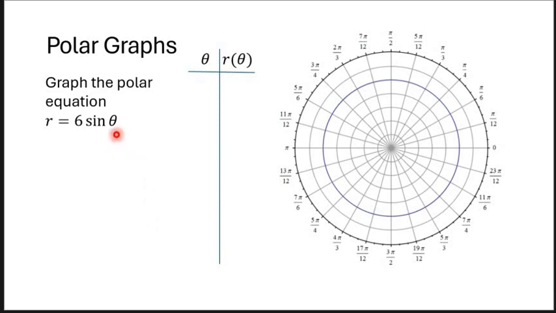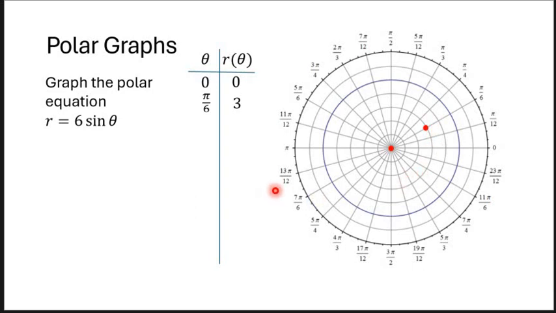So if I plug in 0 for theta, well, the sine of 0 is 0, and 6 times 0 will also be 0. So I get the pole there, 0, 0. So I'll plot a point at the pole, 0, 0. Next, I'm going to plug in pi over 6 as the angle. So when I plug in pi over 6, the sine of pi over 6 is half, and 6 times half is 3. So I get the point pi over 6, 3, and I'll plot that point.